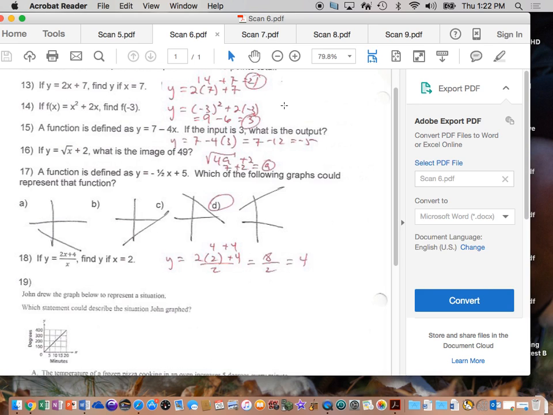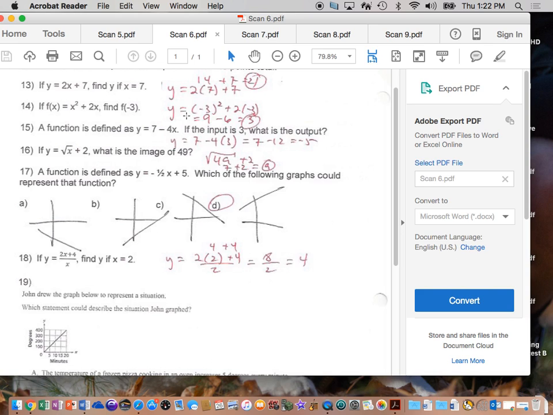Yes? How'd you get 16? Remember what square root means? It means the number that times itself is 49. So it's 7, because 7 times 7 is 49. And then I do 7 plus 2, I got that, and that's 9. Okay?